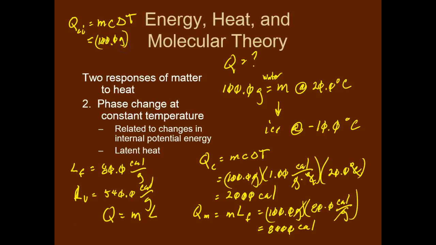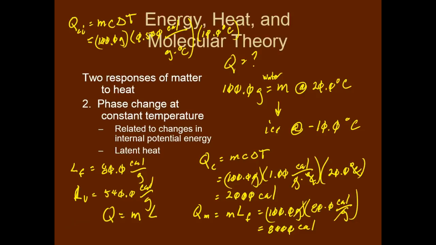What C do we use? Help me. Nope, because it's no longer liquid water. 0.5, excellent. It actually is 0.500. What units? Calories per gram degrees Celsius. All right. And what's our delta T now? Okay, yeah, you're going from 0 to minus 10, so it's a change of 10 degrees Celsius.